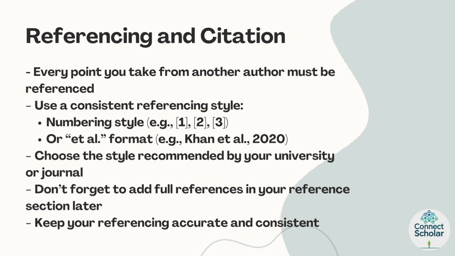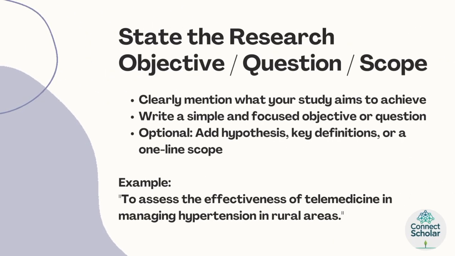Referencing and citation. As I said, we need to give references for every line that we take from someone else's article. The references in your introduction can be in numbering style or the et al style, depending upon the requirements of your university or the journal you're going to publish in. Secondly, for now, you have to mention only the number or author reference in the introduction part, but you have to mention the entire referencing details, the entire citation, at the very end of your research article under the heading of references. Next is objective. The aim or objective of your study defines what you are actually going to look for in this study.